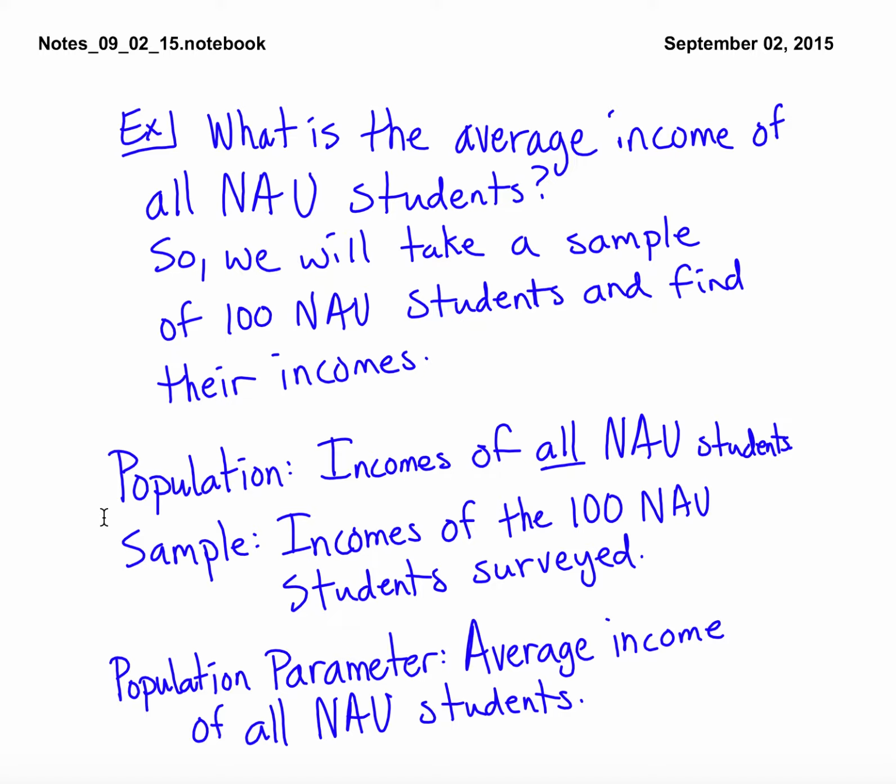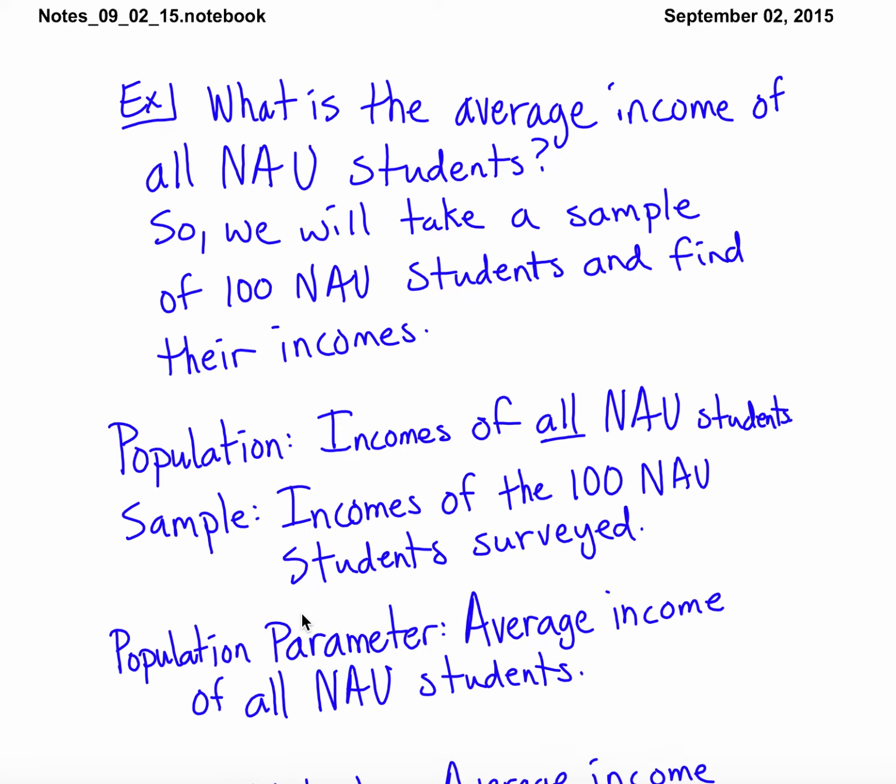So we could take a sample. Plus, it would take a long time to get all 23,000 students' incomes. So instead, we could take a sample of the income of just 100 NAU students. Notice instead of saying all, we're going to take 100 instead.